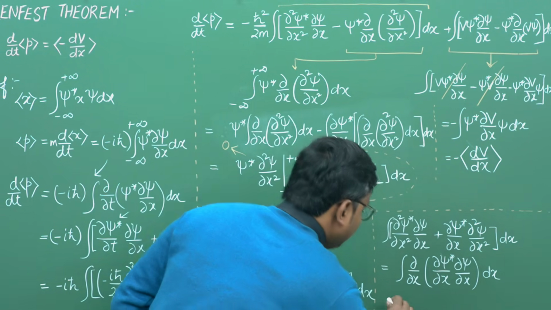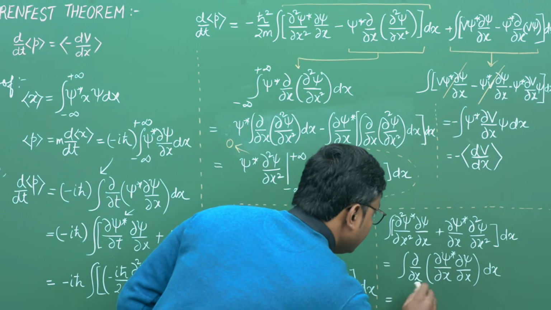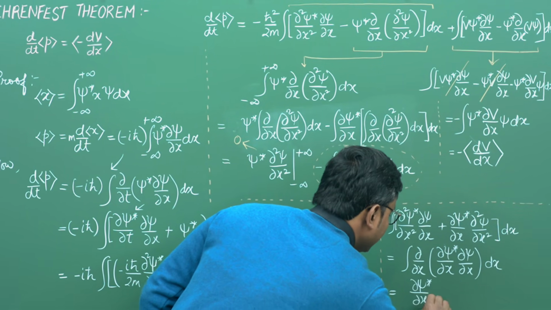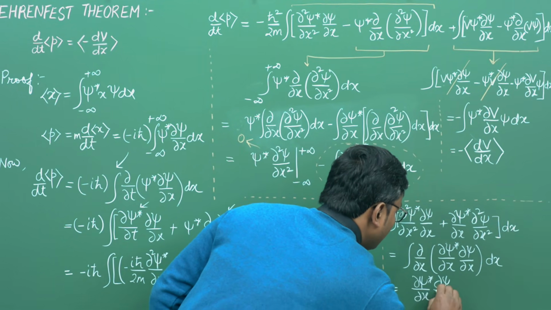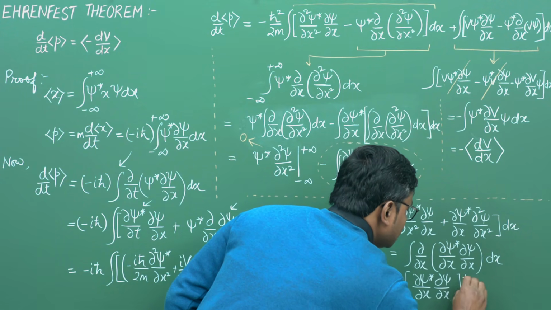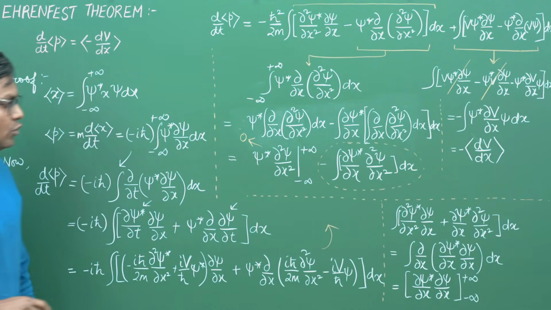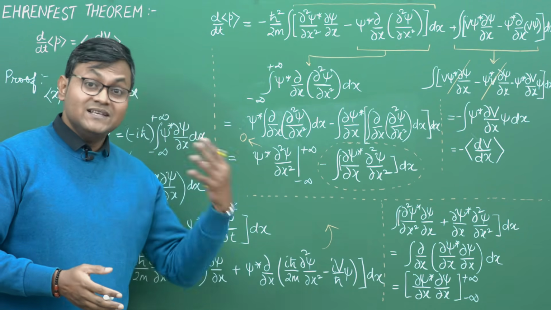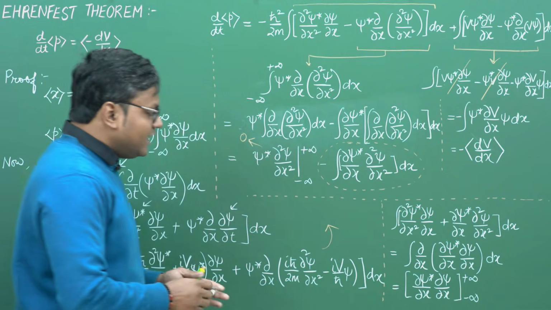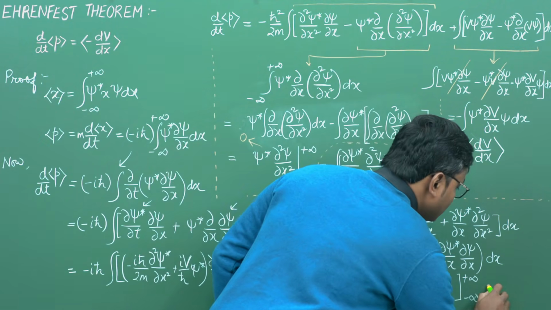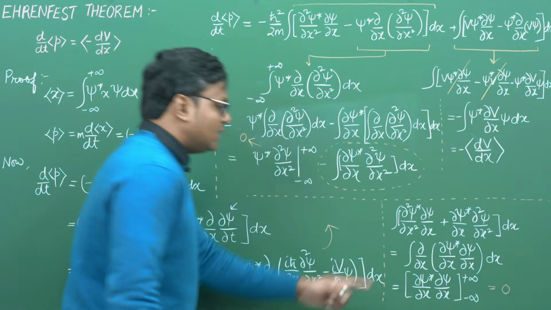So if I just evaluate this, it should give us del psi star upon del x, and then you have del psi upon del x, between the limits of minus infinity and plus infinity. What should this be? I just now told you we have these restrictions on the wave function solution that at infinity it should go to 0 as well as its derivatives. So therefore both these two terms at plus minus infinity go to 0. So this entire expression comes out to be 0.